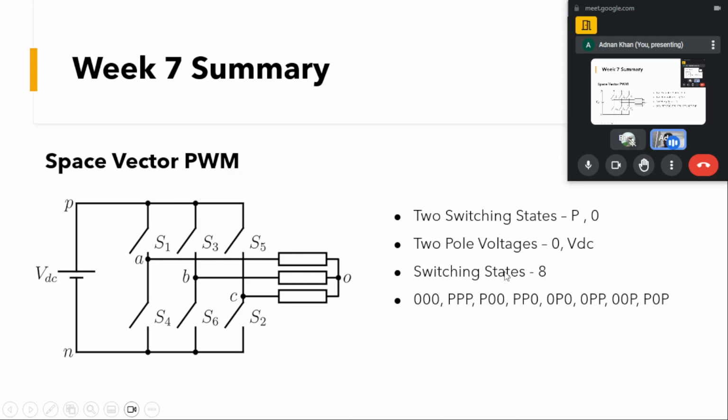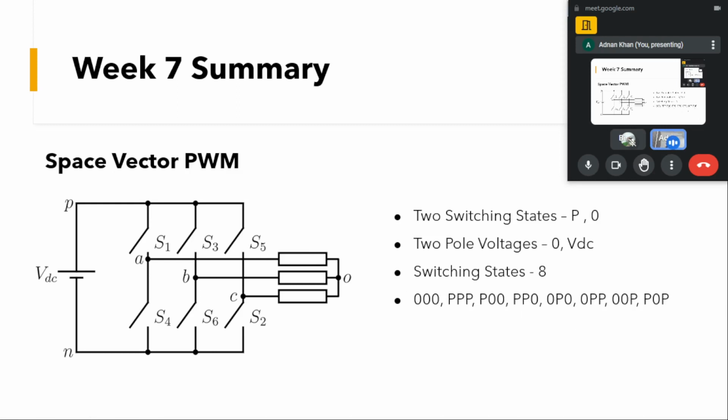And subsequent switching states will be like POO. That means for the first leg, S1 is on, and for the other two legs, S6 and S2 are on. And subsequently we'll be having a switching state of PPO. That means the top switches like S1 and S3 will be on for leg A and leg B, and S2 will be turned on for leg C. In a similar fashion, for OPO we'll be having S4, S3 and S2 on, and for OPP we'll be having S4, S3 and S5 and so on.